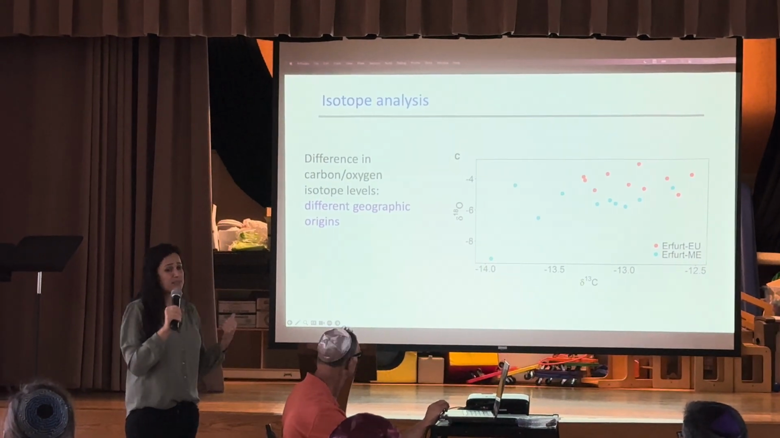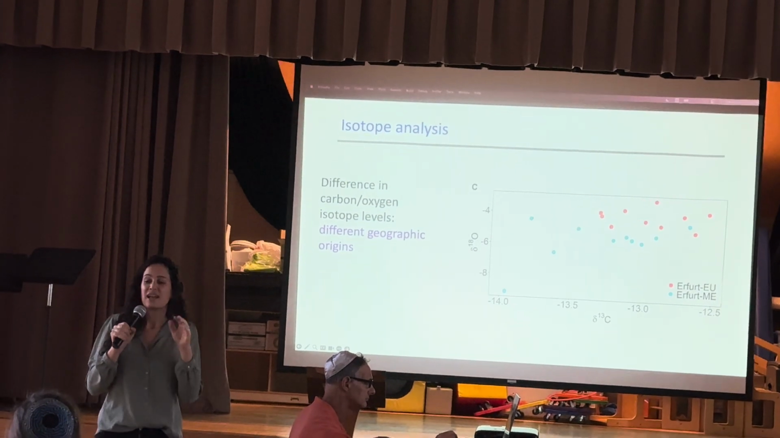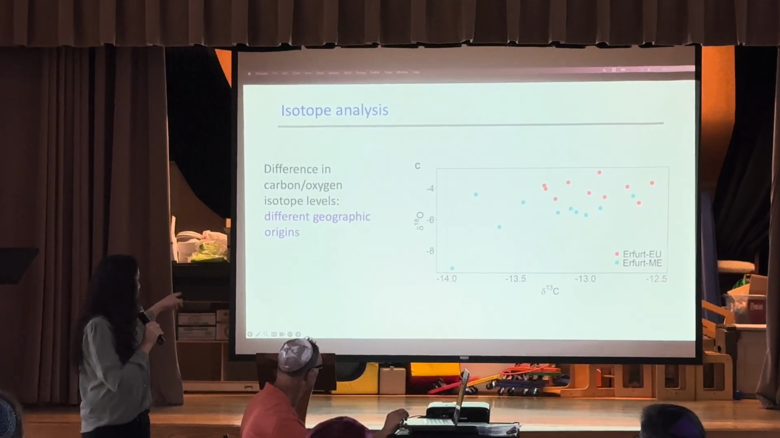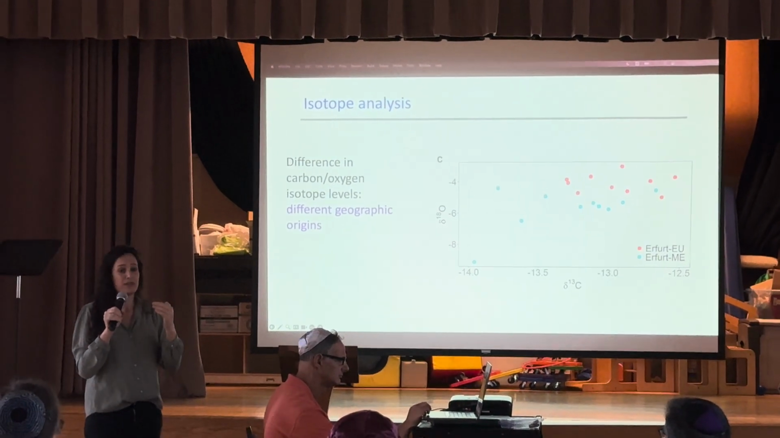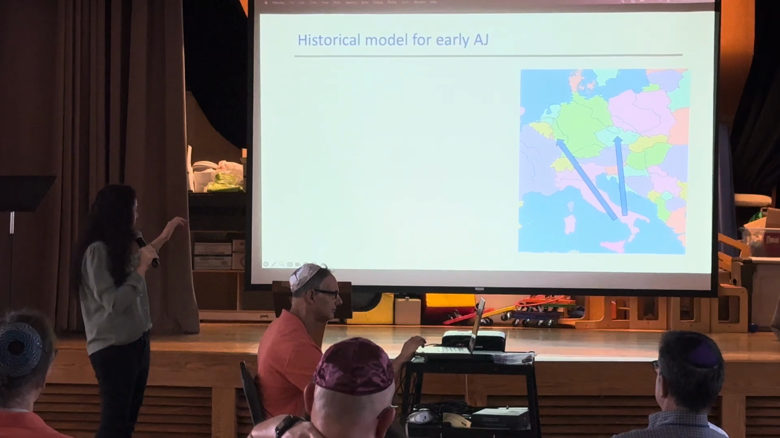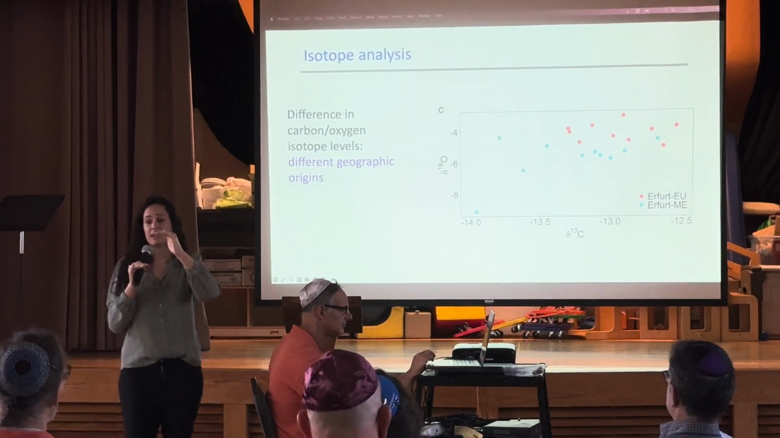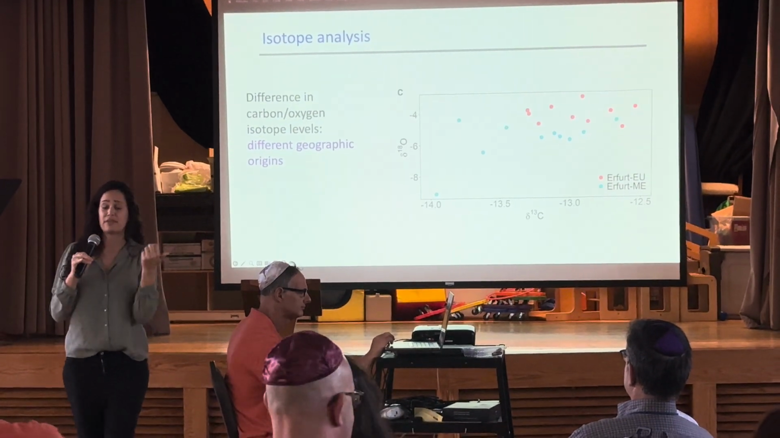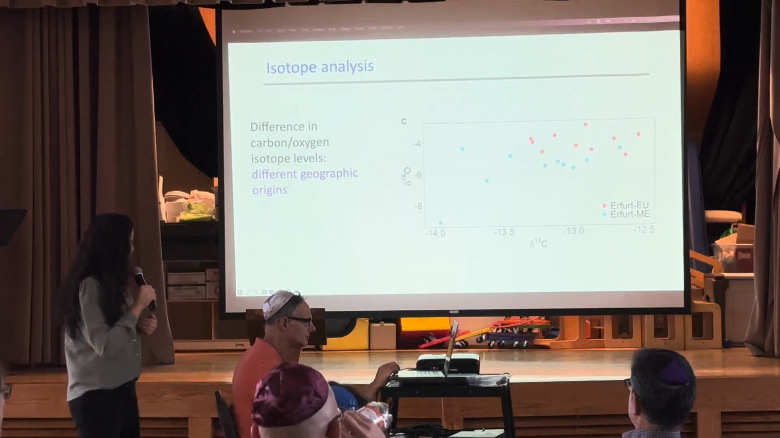So we did it for the Erfurt samples. We wanted to see if Erfurt EU and Erfurt ME have different levels of isotopes in their teeth. And when we measured the levels of oxygen and carbon in the teeth, we did find differences between Erfurt ME and Erfurt EU. Erfurt ME is the blue points, and Erfurt EU is the red points. You can see they have some different levels of these isotopes, and that probably means that they had some different geographic origins, and some of them were not born in Erfurt, even though they were buried there.